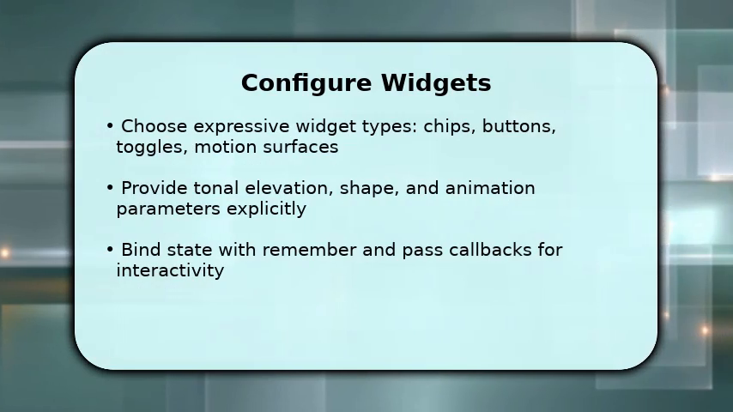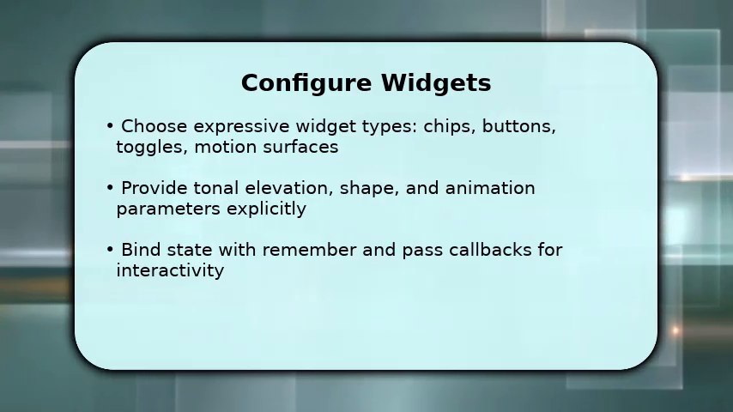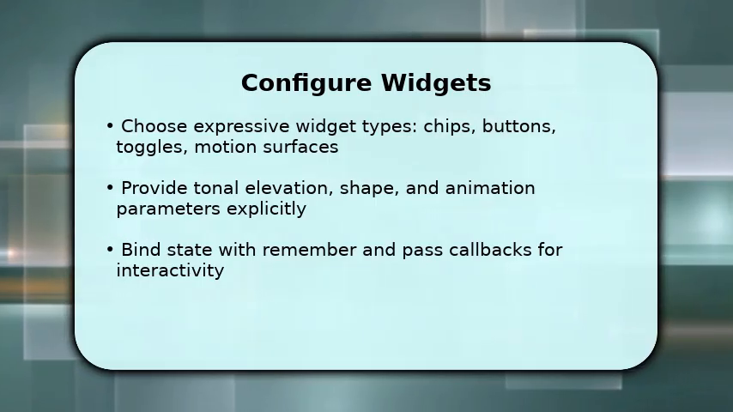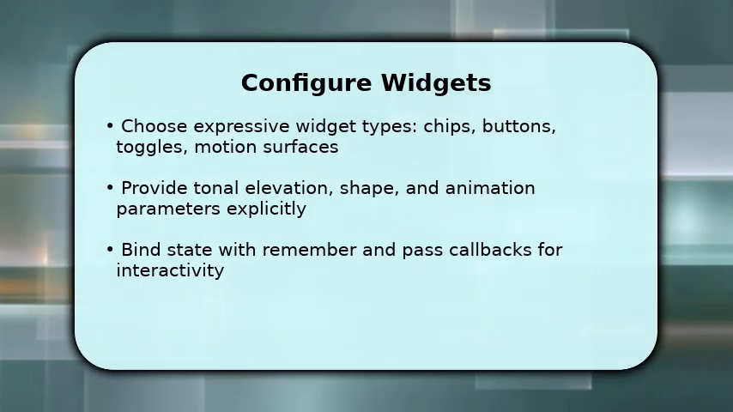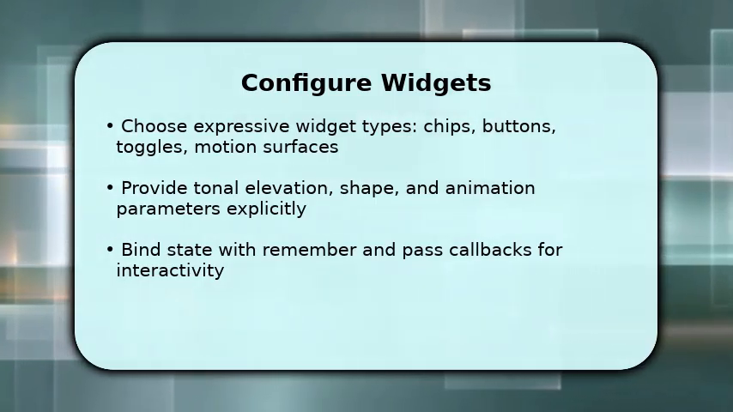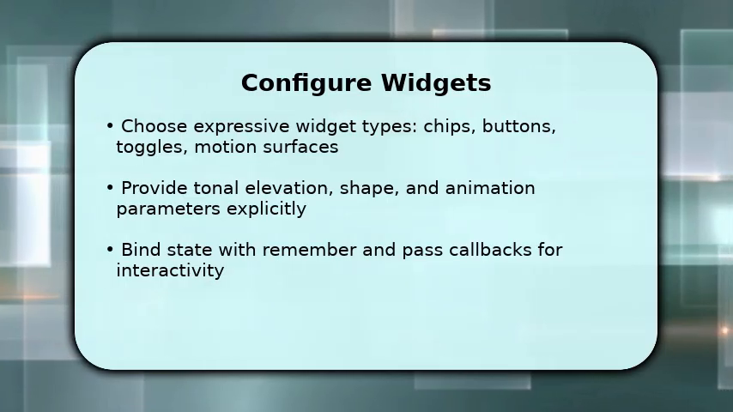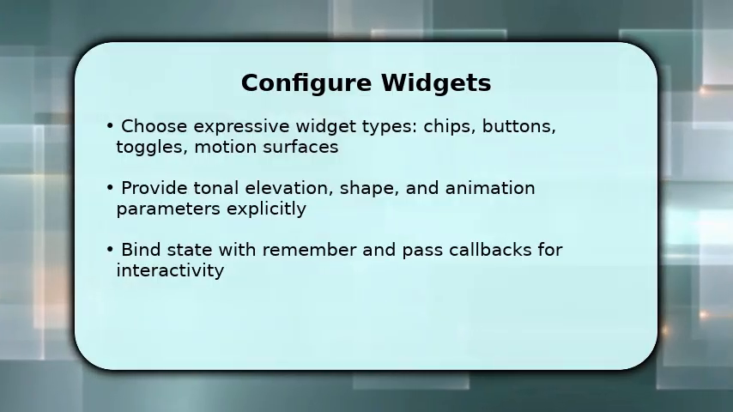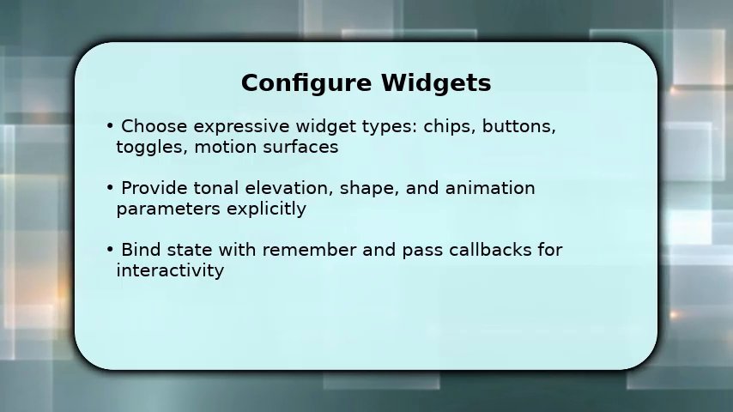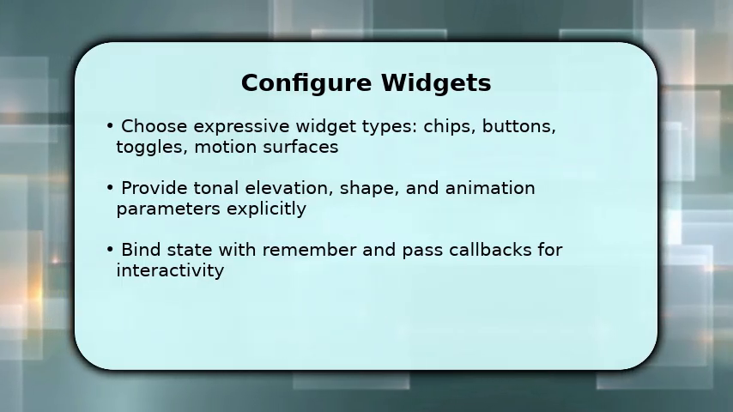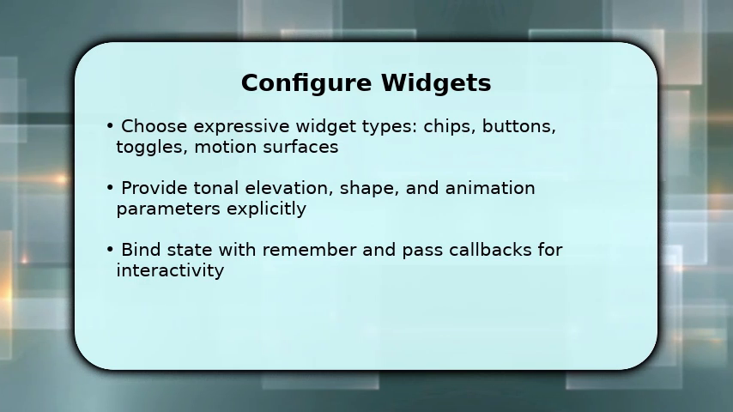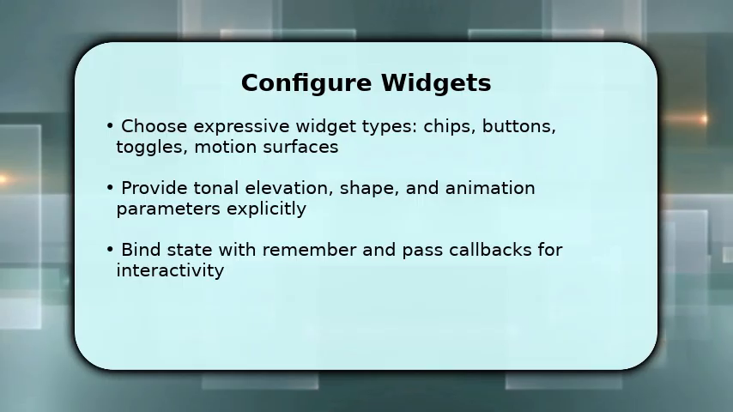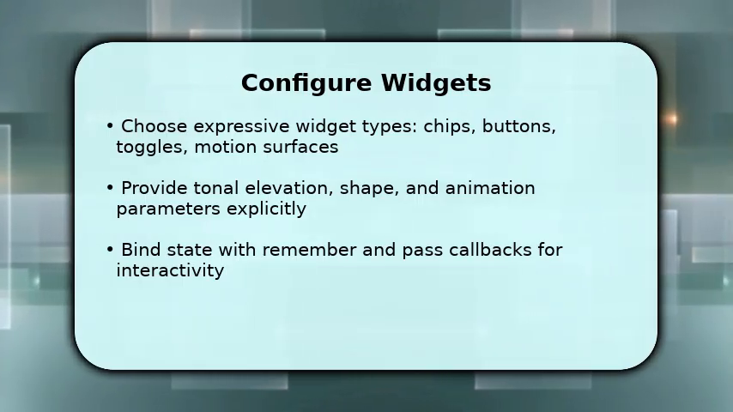Now you configure the expressive widgets with concrete properties so they behave and feel correct. You pick the widget family: chips, expressive buttons, toggles, and set tonal elevation, shape, and motion timing values. This controls appearance and layering. Next, bind UI state using remember and rememberSaveable for persistence, and pass clear onClick or onToggle callbacks. As you wire handlers, test animations at runtime to confirm timing and crossfade transitions. This is where expressive design becomes tactile and readable for users.